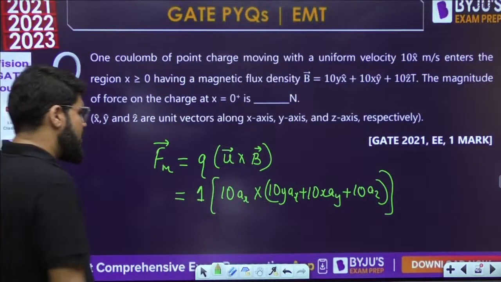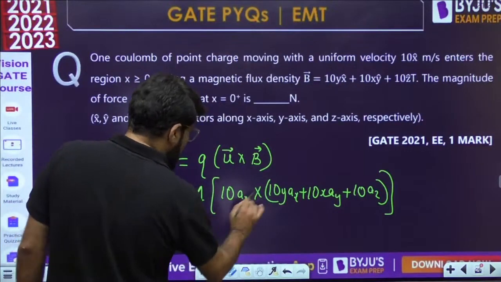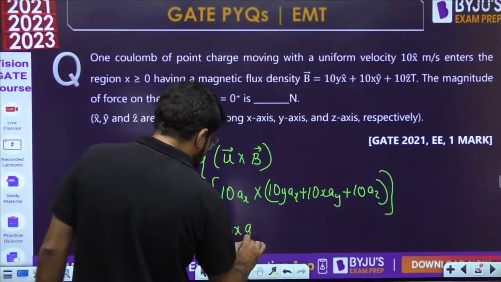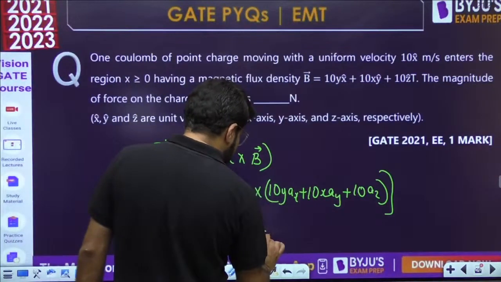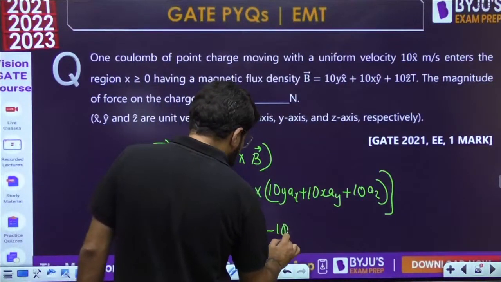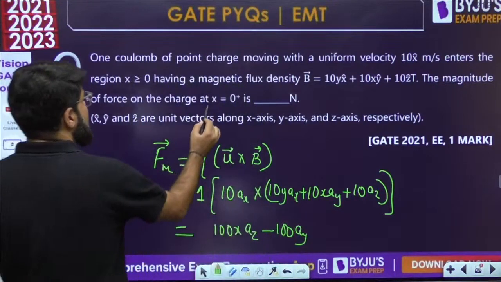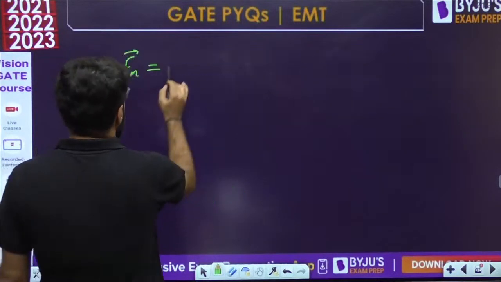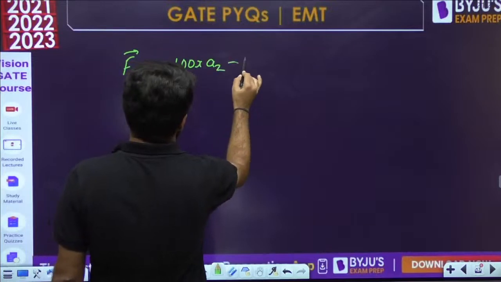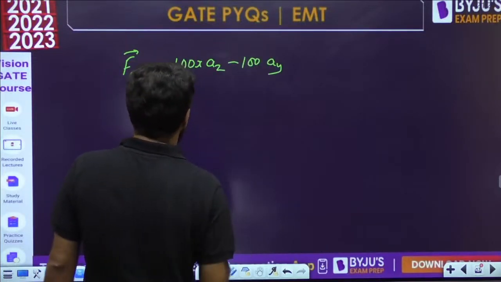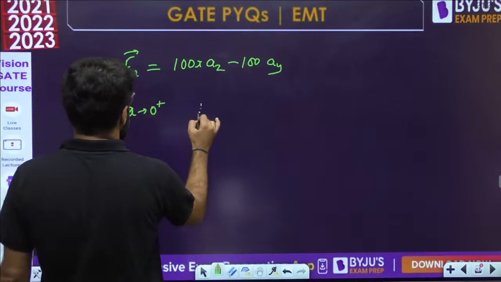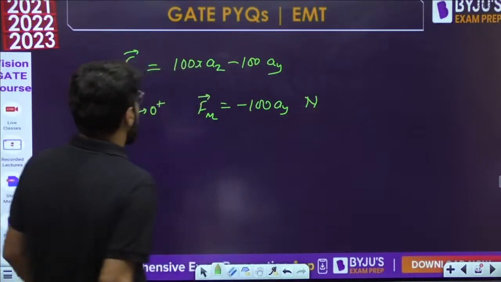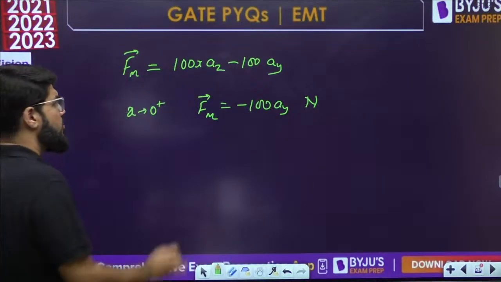Now x cross x is 0. Next term 10 cross 10, 100, 100x, but x cross y will be z, so 100x az. Next is 10 cross 10, 100, but x cross z will be minus y, so minus 100 ay. That is the actual force, but at x equal to 0 plus, the force I have obtained is 100x az minus 100 ay. For x tending to 0 plus, the Fm will be just minus 100 ay, because the first term is 0 itself.